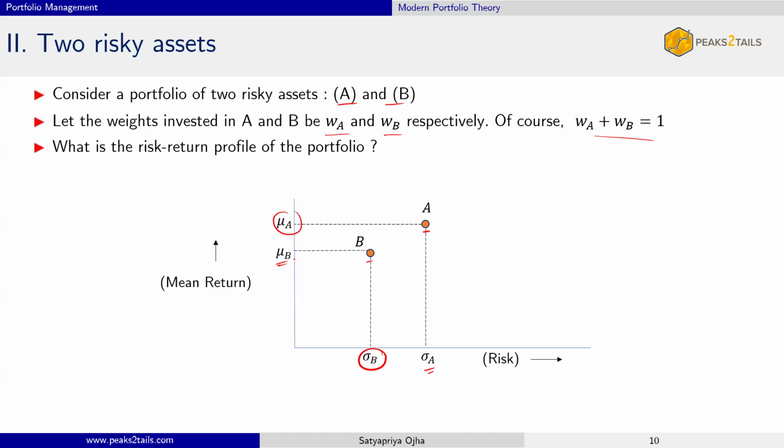Now the question is, what can I change? I only have these two assets. These are all given to me. Mu A, mu B, sigma A, sigma B are the characteristics of the asset returns. I don't control that. God controls that, the randomness in the assets. I don't have any control.